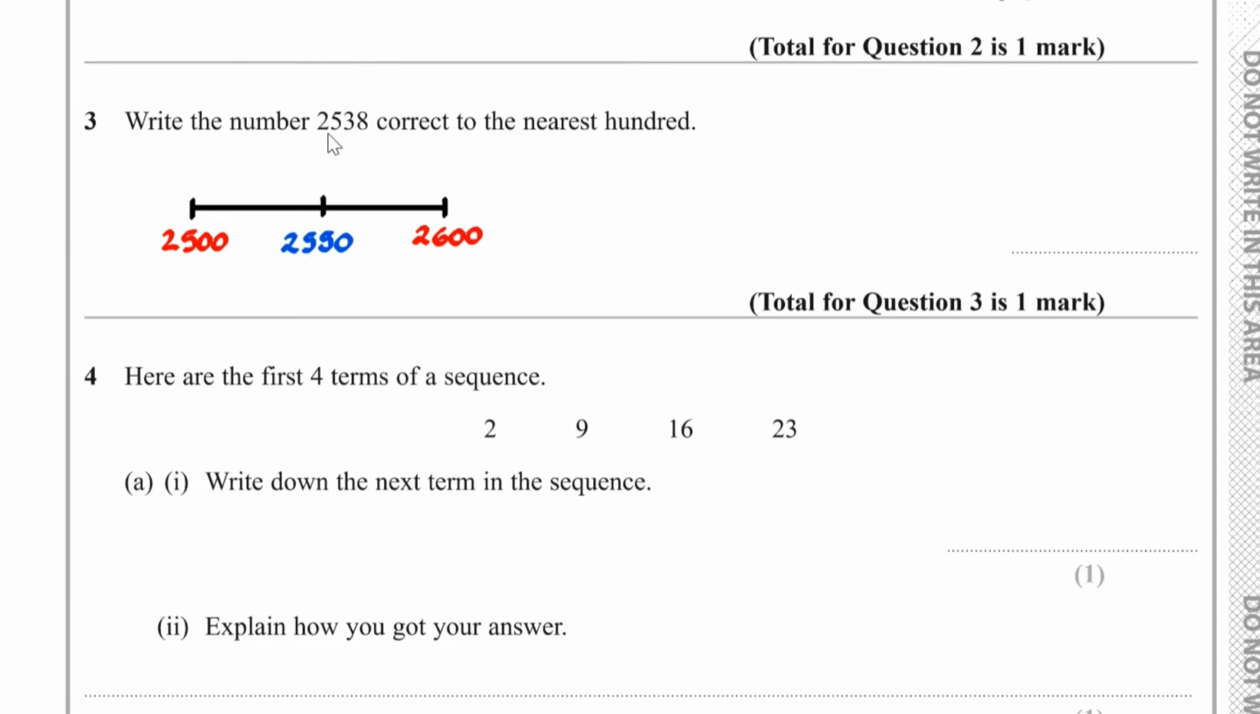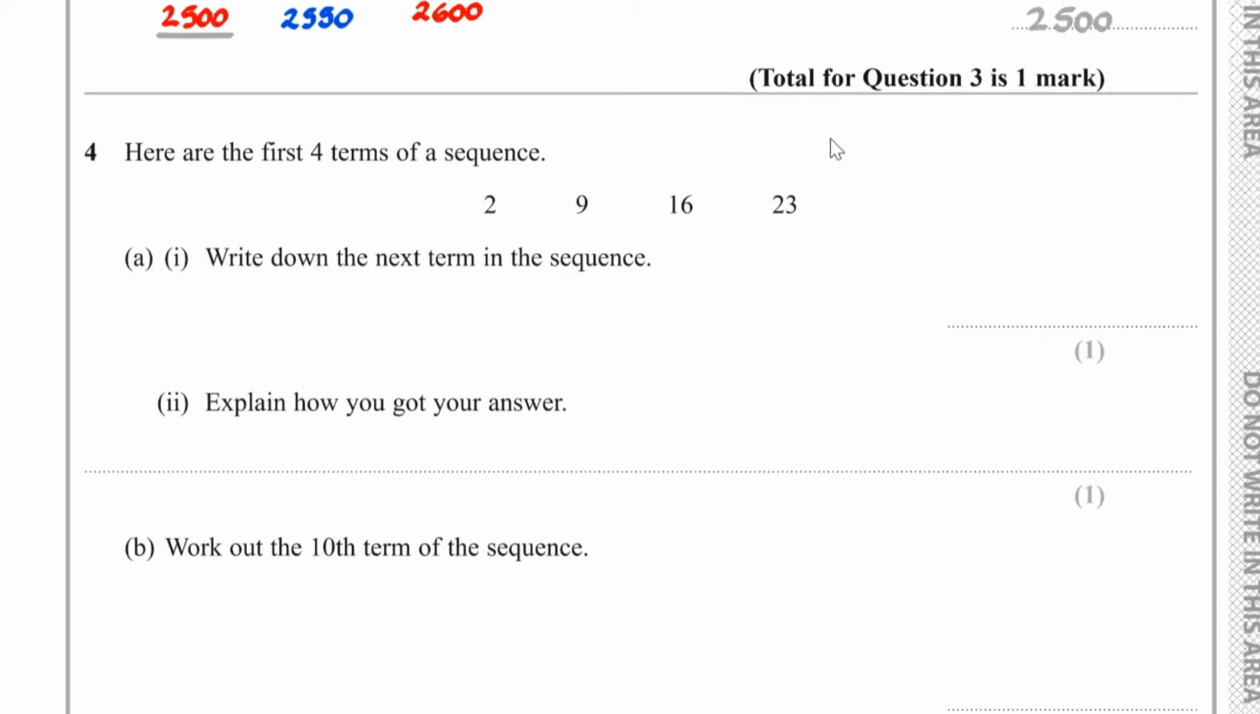Now, if we mark on our number line over here 2538, we can see this is less than 2550, and so what we would have to do is round down to the 2500.